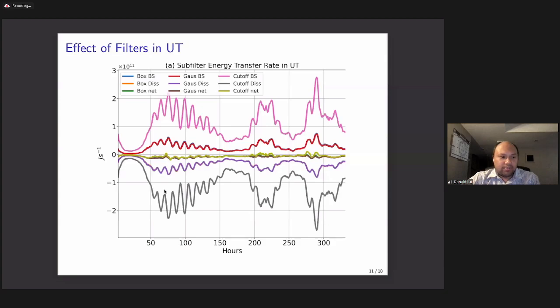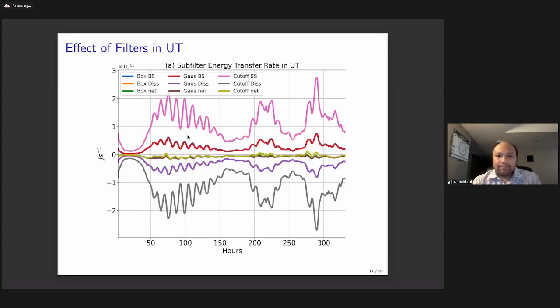In the previous plot, we were talking about the subfilter energy transfer rate when using a box filter. Here we added the Gaussian filter and the cutoff filter for comparison. As we could see, the blue and the red curve here, and the purple and orange curve here, overlap each other pretty well. It means that the box filter and the Gaussian filter produce almost identical results.